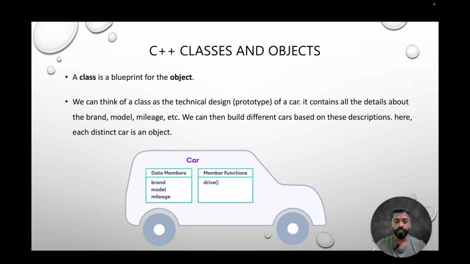In the class, if I am going to define the objects, the object has so many characteristics, and all the characteristics will be defined in the form of a class. So that is why we call a class a blueprint of an object.